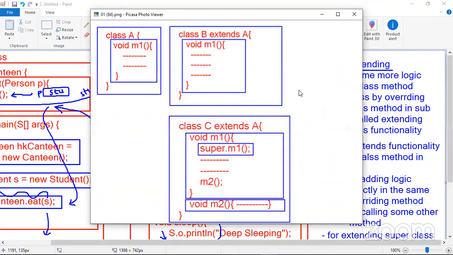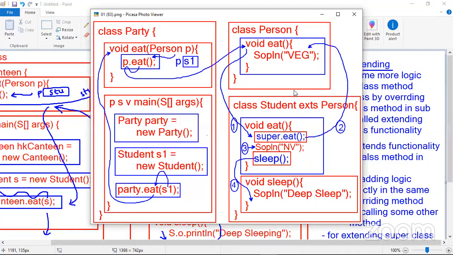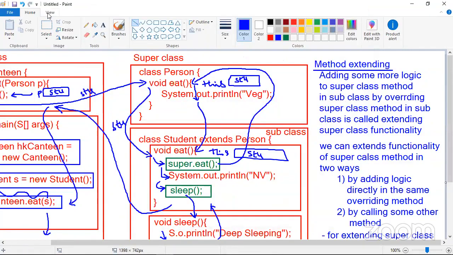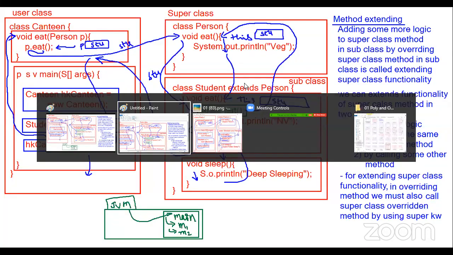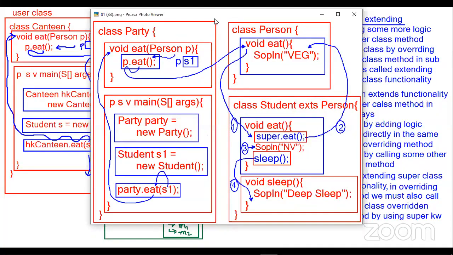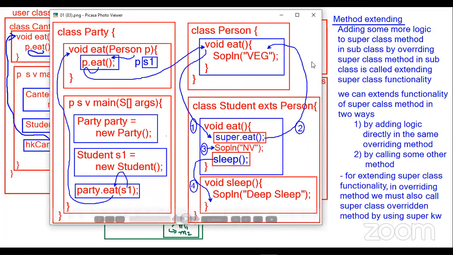Okay, so I have completed extending the superclass. Please try to take a slide screenshot if you want. This is the complete flow of extending superclass functionality. Method hiding is completed, method overriding is completed, and now it is method extending. Yeah, Pawan, correct. Same. It indicates Person p equals s1. Correct, Pawan, your point is correct.